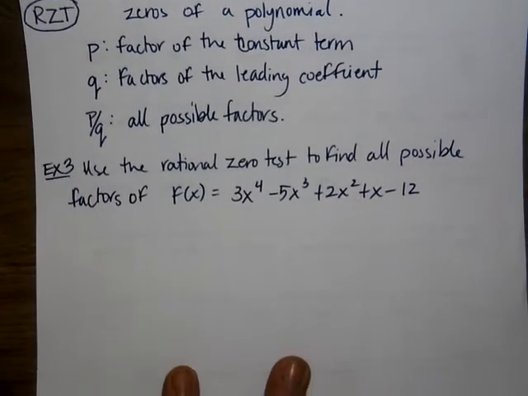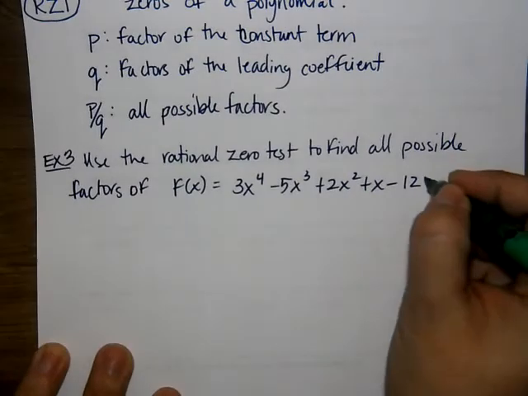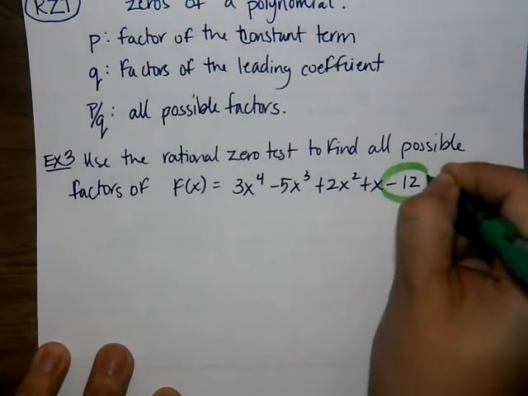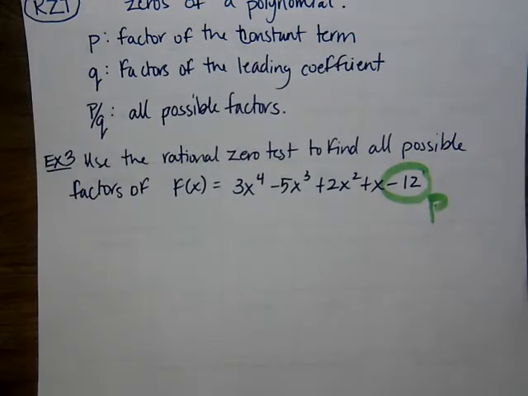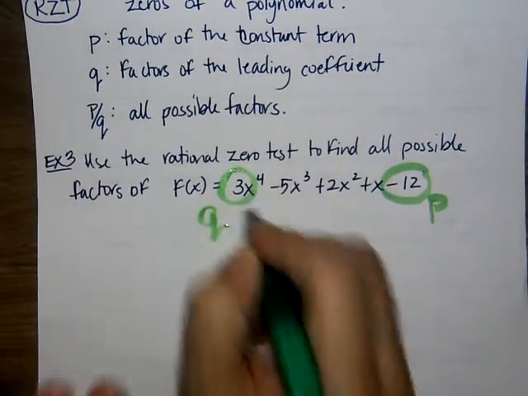Okay, so the first thing we're going to do is define P and Q. So P is the factors of the constant term. So here's our constant term. This is P. Q is all of the possible factors of your leading coefficient. Remember, the leading coefficient goes with the highest degree term. So that means 3 is our Q value.